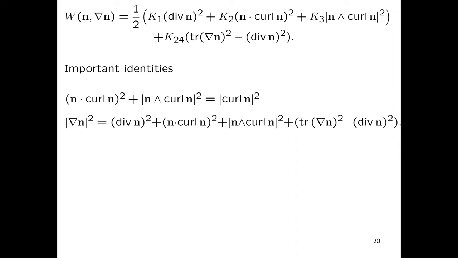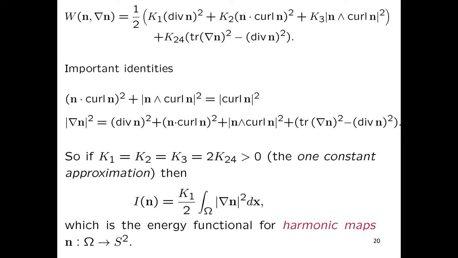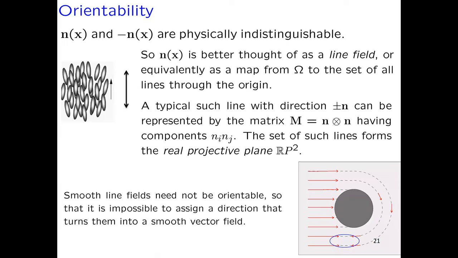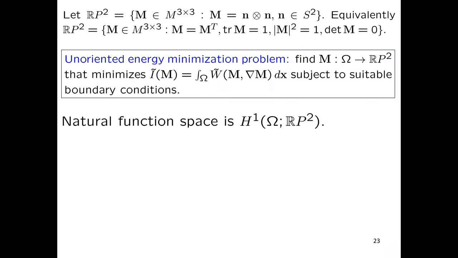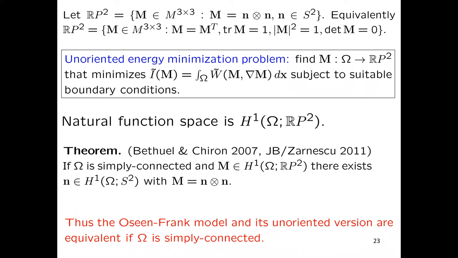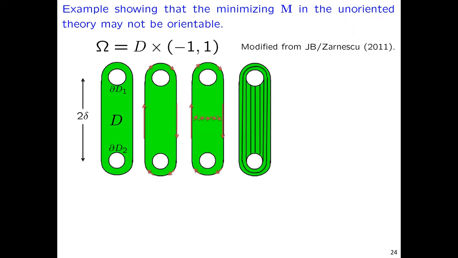And with these important identities, okay, this was a remark that when these constants are equal, the first equal plus the K2, then you get this energy functional for harmonic maps. I talked about orientability, I'll skip that for a moment, because it turned out that in a simply connected region, you don't worry about this issue of orientability. So I haven't really done that part in general.